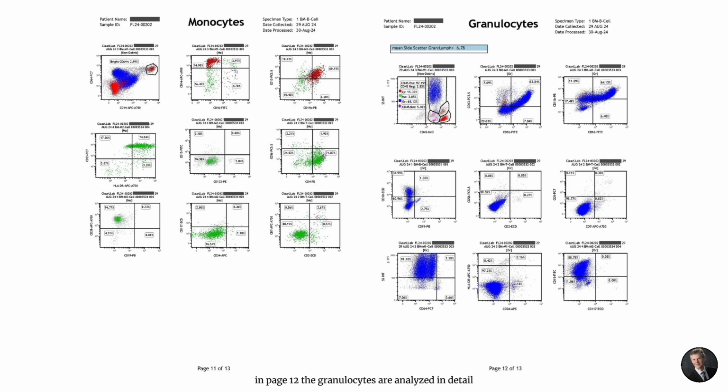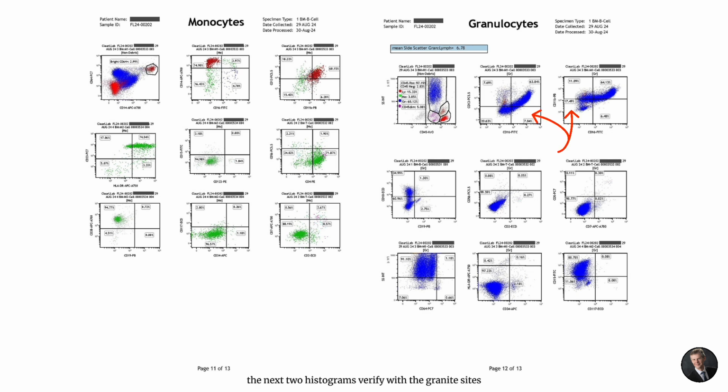In page 12, the granulocytes are analyzed in detail. The first pertinent information noted here is the mean side scatter versus lymphocyte ratio, useful in detecting a possible abnormal decrease in the granulocytic side scatter when the ratio is below 6.